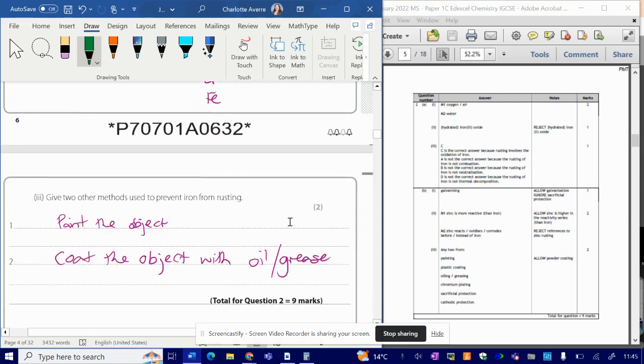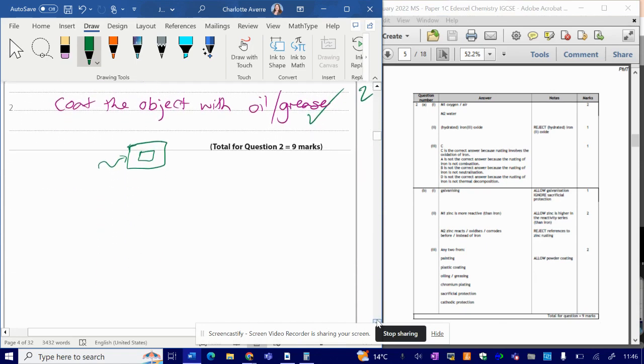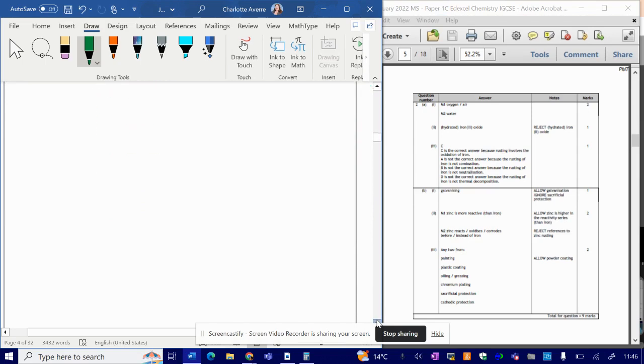Okay, any 2 from painting, coating it with plastic, oiling or greasing. You can plate it with chromium, which is a less reactive metal, and it acts, so if this is our rusty iron object, it totally coats it and means that the water and the oxygen can't get in through that barrier to get to the iron. You can do sacrificial protection and also cathodic protection. We haven't done cathodic protection, you don't need to know what that is, but it is a valid choice, so they are allowing it as an answer.